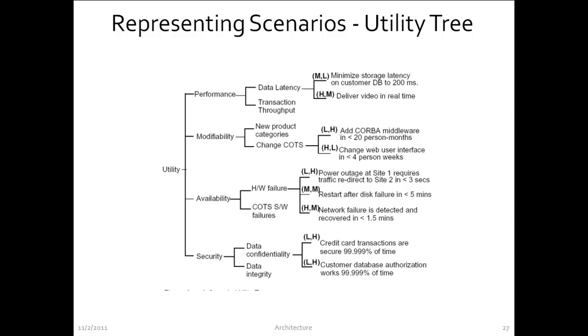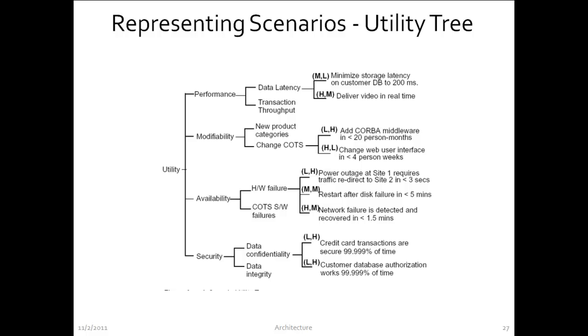A quick way of defining and documenting scenarios is by using what is known as a utility tree. So on the left, the utility tree is rooted at a node called utility. The first level of children are the standard categories of non-functional requirements or quality attributes. Performance, modifiability, availability, usability, security, testability, and so on. At the next level are basically categorizations of these further refinements of these categories.